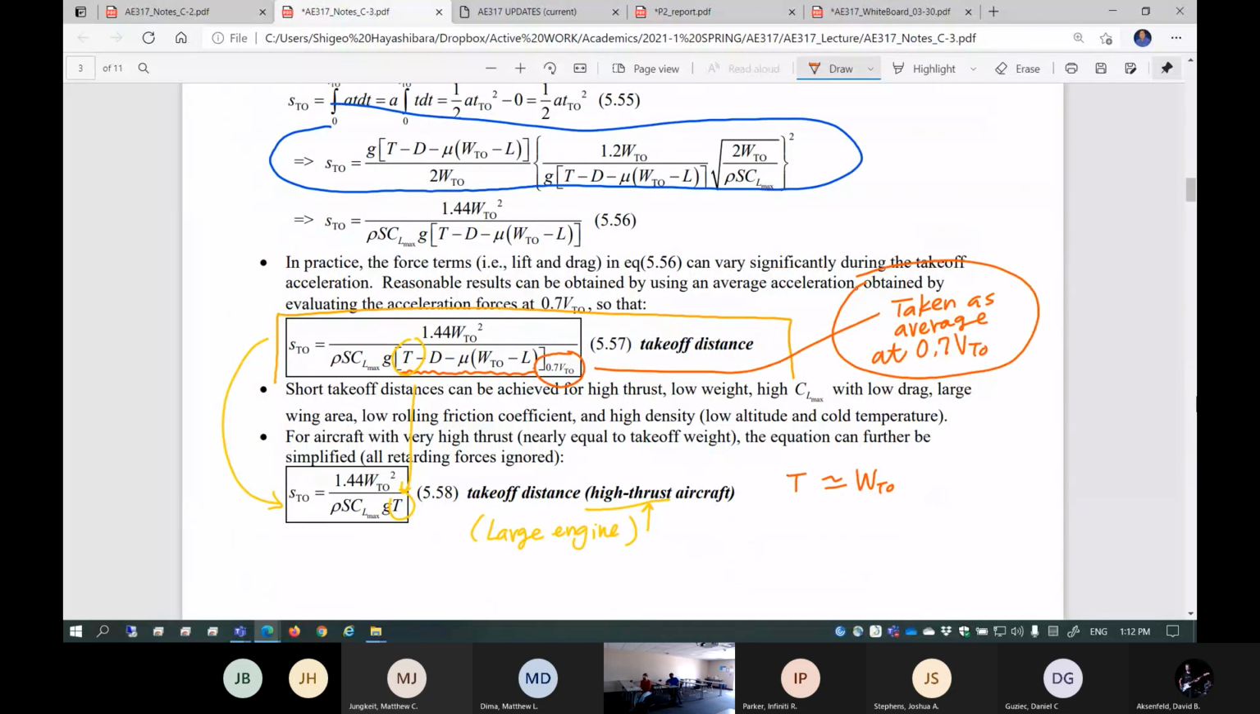Why do we choose 70%? That usually represents the average amount of changing thrust and drag and rolling resistance, because it is going to increase, right? And of course you cannot choose the maximum value, and you cannot choose 0 at the very beginning. So 70% represents like an average value. Okay. Any other question?